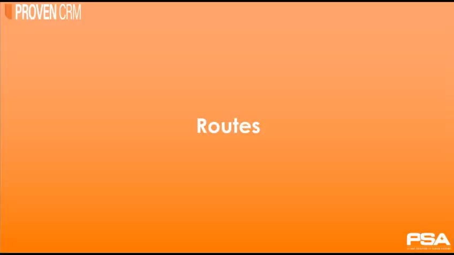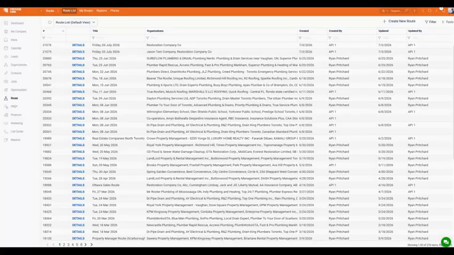Now let's take a look at the routes module. When first logging into the routes module, you will be taken to the main route list, and this list will be comprised of all routes that have been created, when they were created, by whom, and the last time they were updated and who updated them. To go into an existing route, just click on Details, or you can hit Create New Route. So we're going to create a new route.